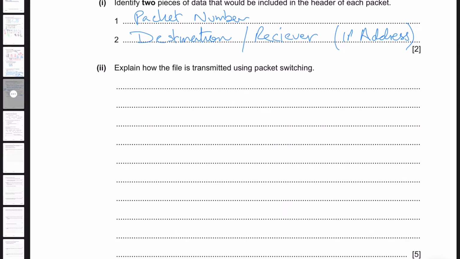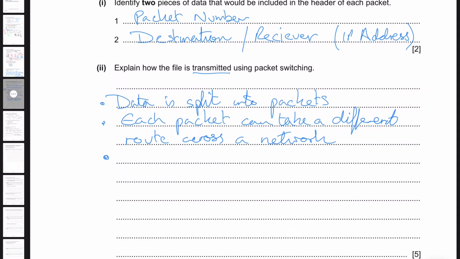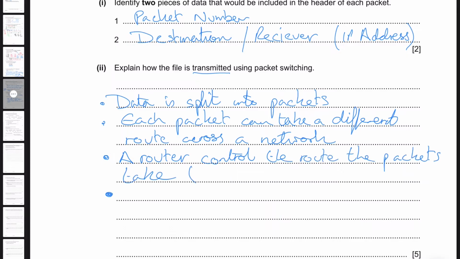Explain how a file is transmitted using packet switching. Well, first of all, data is split into packets, and it's packet switching. So a large amount of data is split into packets. Each packet can take a different route along a network. Route, and we mentioned a router controls the route the packets take. So that's 3 things already. I'm going to put in here also called nodes. You may have heard of the term nodes, so you could put the nodes control which way the packets are going across the network.